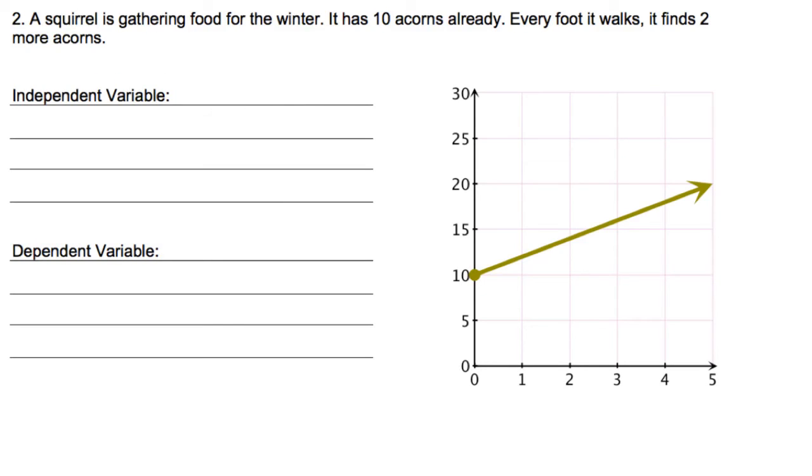Okay, second example. A squirrel is gathering food for the winter. It has 10 acorns already. Every foot it walks, it finds 2 more acorns. Notice time is not involved in this. So what's happening first? Well, the squirrel is walking.